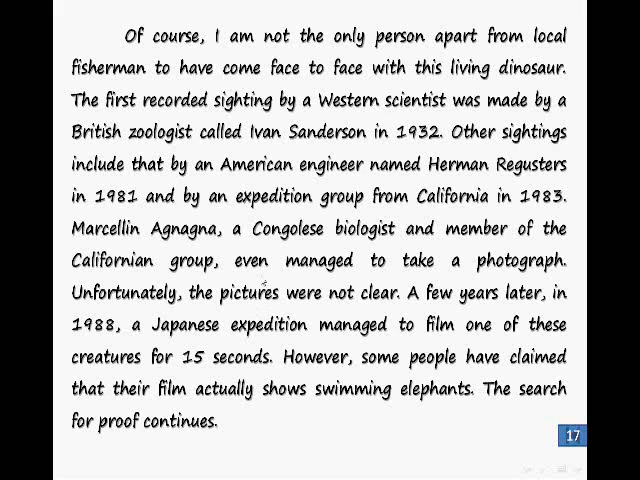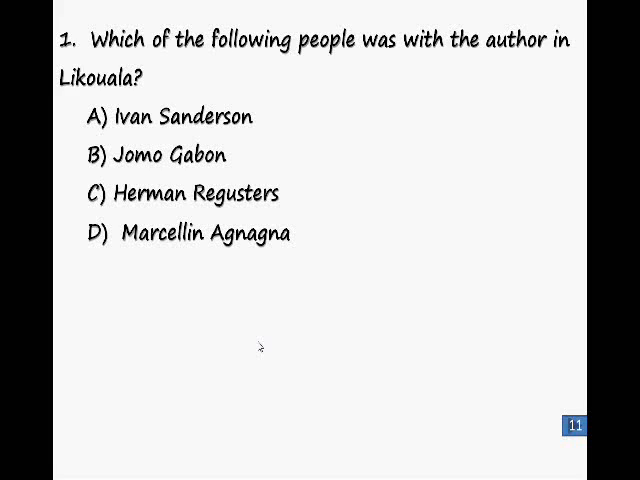Again, you read the first sentence and the last one to give you the main idea of the whole paragraph. And then after you skim through and you know the main idea of each paragraph, you go quickly to the questions. So number 1, which of the following people was with the author in Likuala? Again, Likuala is, as you can see, a place, okay? So which of these people was with the author? Of course, the author is the person who told us the story, okay?